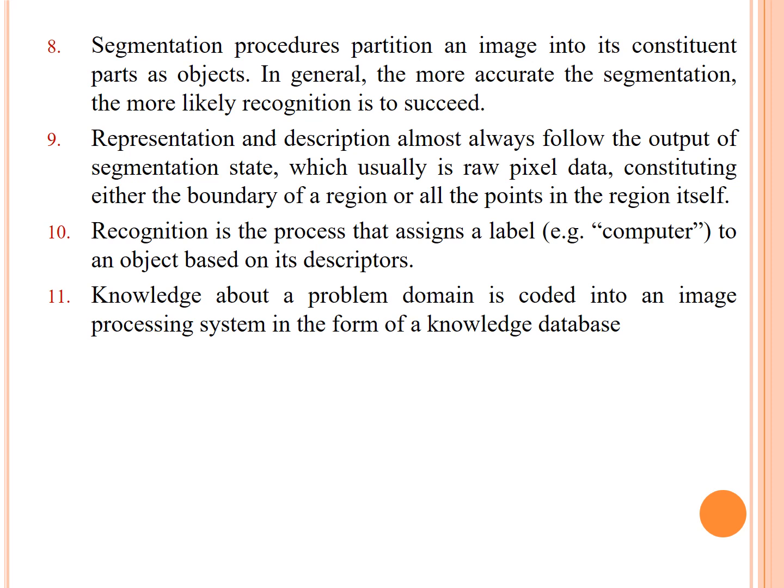Now the next step is recognition. Recognition is the process that assigns a label, such as a vehicle, to an object based on its descriptors. Knowledge about the problem domain is coded into an image processing system in the form of a knowledge database. This knowledge may be as simple as detailing regions of an image where the information of interest is known to be located, thus limiting the search that has to be conducted in seeking that information.